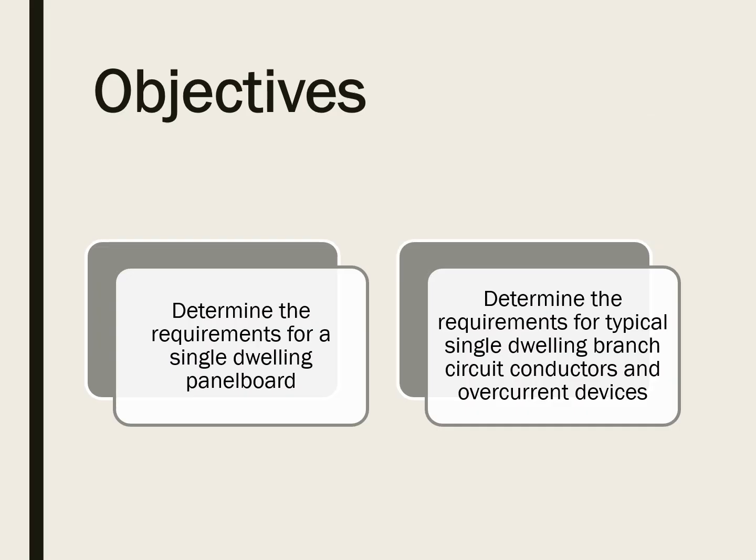This module has two different objectives that we're going to split into two videos. The first objective is determining the requirements for a single dwelling panel board. So we're going to look at how to select our panel boards and what kind of things go into that decision-making process. The second video is going to deal with our branch circuits. So everything from our branch circuit breaker through the wire to the end device is all going to be in that second video, and we're going to be doing a lot of calculations in that one.